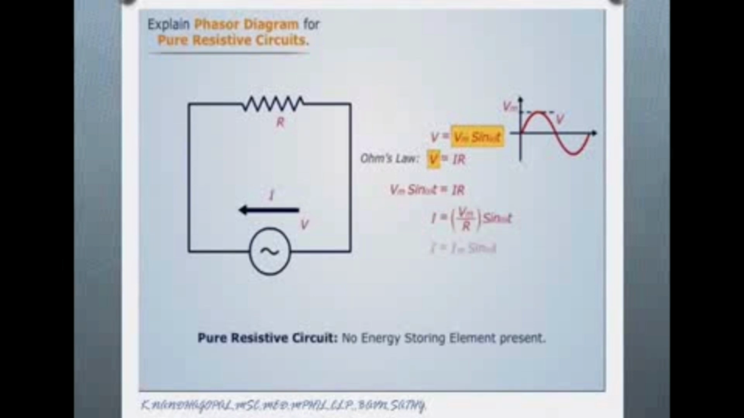Equating them, the flow of current I equal to Vm by R, or instead of Vm by R we can write Im, so I equal to Im sin omega t. So Im sin omega t, Vm sin omega t. There is no phase difference.